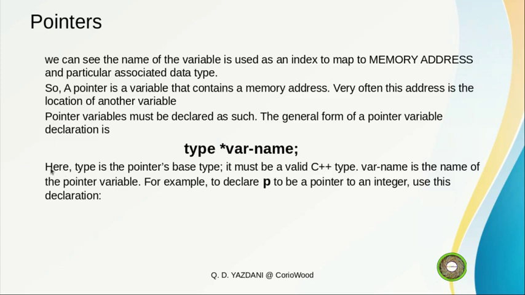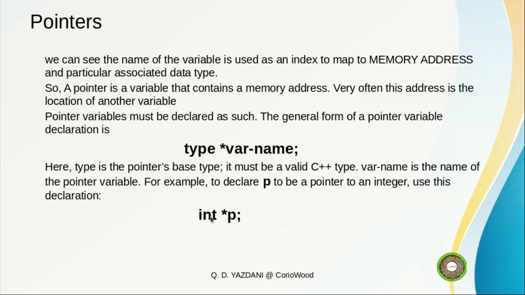All right, so here type is the pointer's base type. It must be a valid C++ type, as I said, but you can put int, double, float, char, anything. Variable name is the name of the pointer variable. For example, to declare p as a pointer to an integer, use this declaration: int star p. That's how you need to declare your pointer.